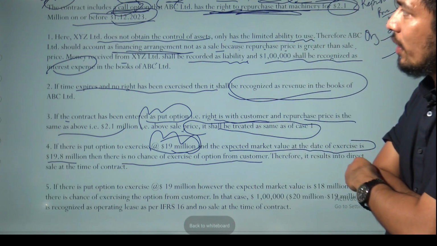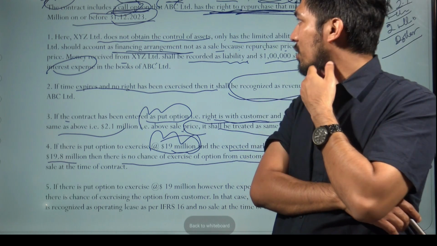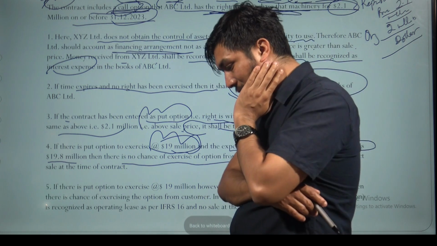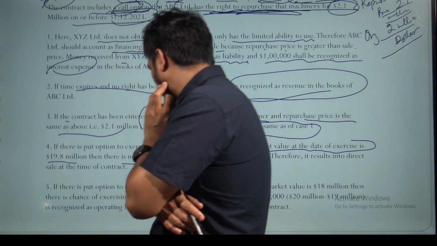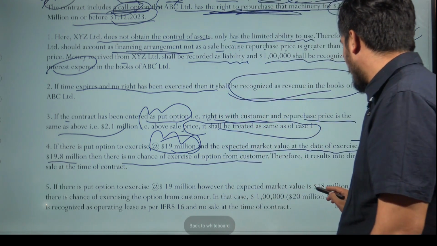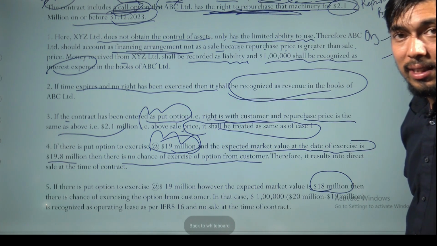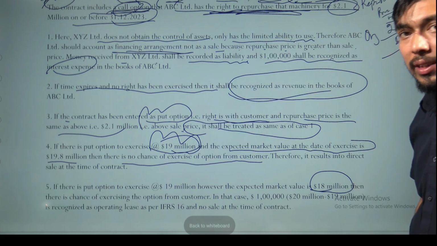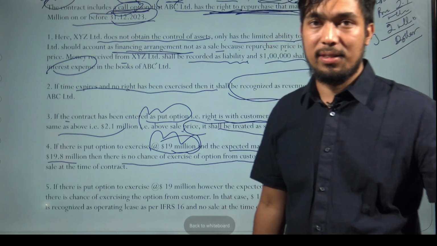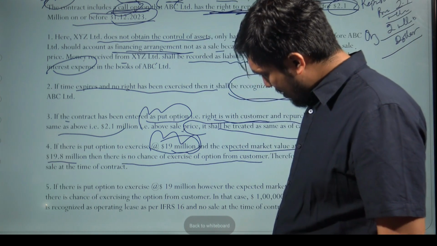So ABC Limited can book the revenue of $2 million when entering the agreement with XYZ Limited. Let's add another scenario within this example: if there is a put option to exercise at $19 million, however the expected market value is $18 million only, then XYZ Limited will exercise the put option from the agreement, because it is beneficial to sell to the seller instead of selling to the market, because market value is only $18 million, but resale price is $19 million.